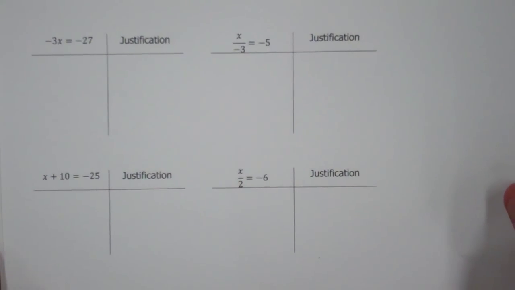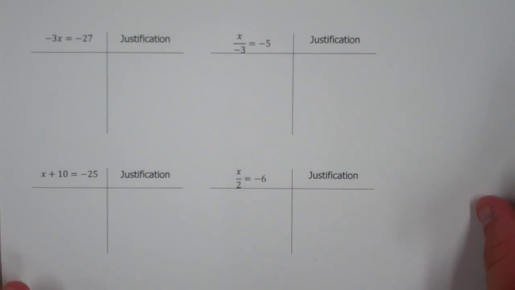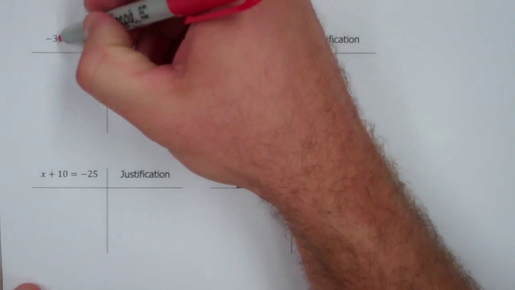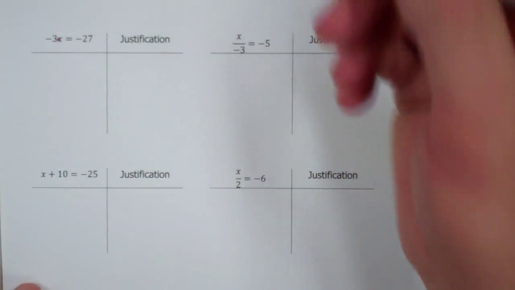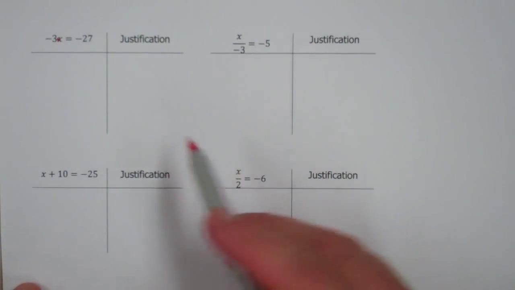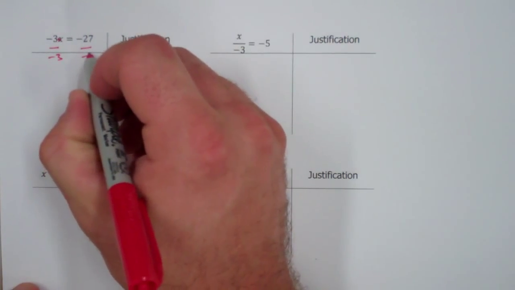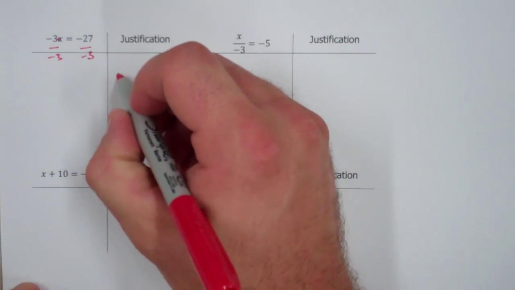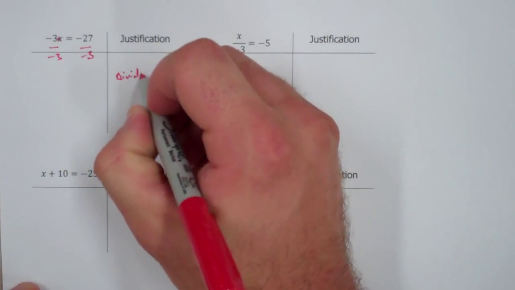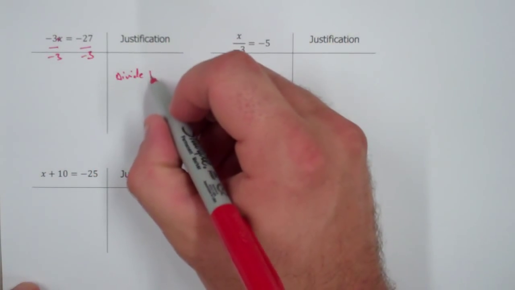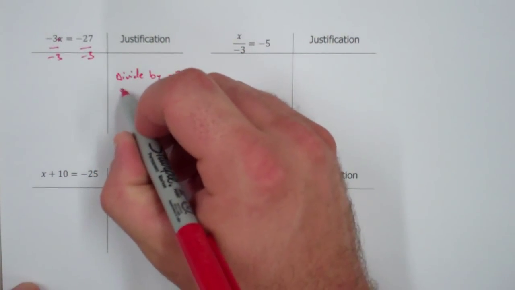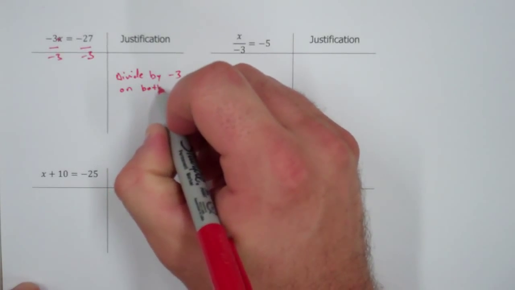These work in much the same way. We're going to look and see if we can identify the operation between the variable here and the coefficient, and it's multiplication. So we'll do the inverse of that. We'll divide by -3. We need to divide on each side by -3. Matter of fact, if you want, you could put that down right away. Divide by -3 on both sides, or on each side.